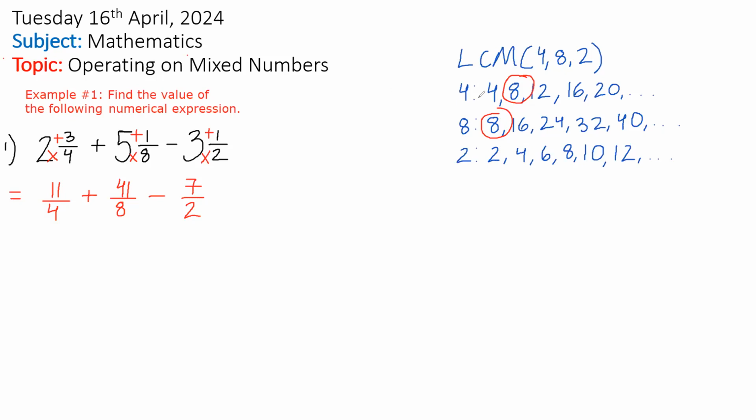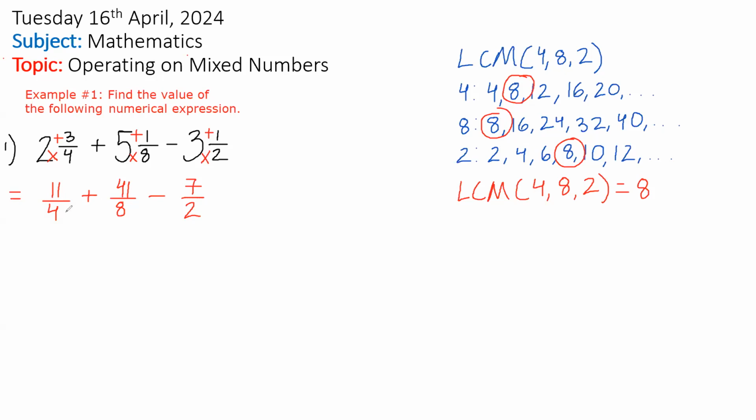So we have 8, and then we have 8, and then we have another 8 here. So what does that mean? That means that the LCM of 4, 8, and 2 is going to be 8. And so since the LCM is 8, what are we going to do with the denominators? Make all of them 8.